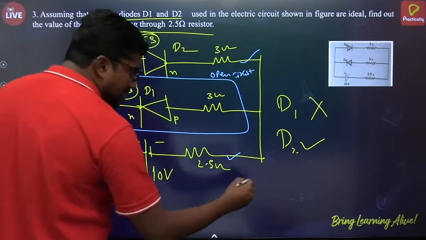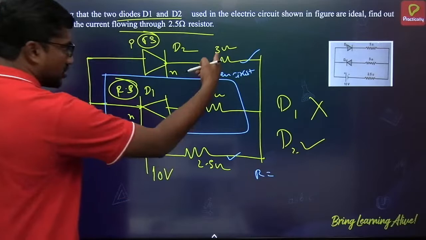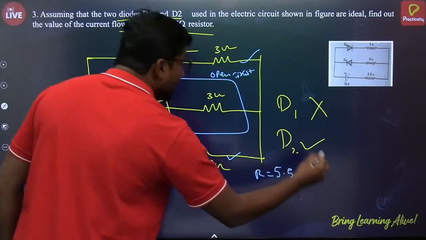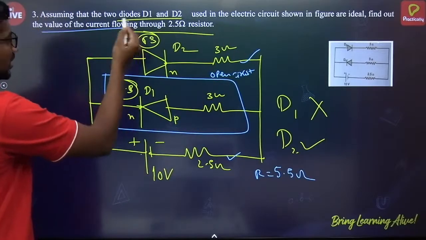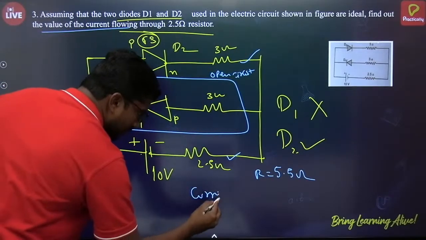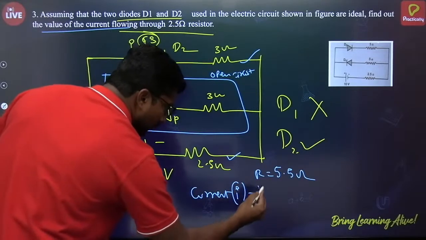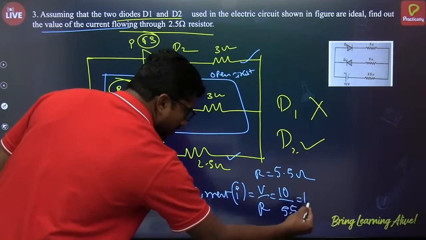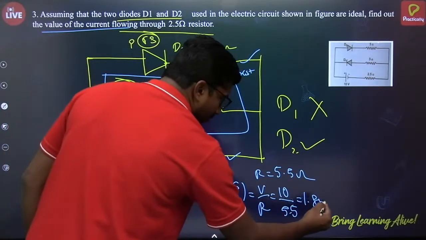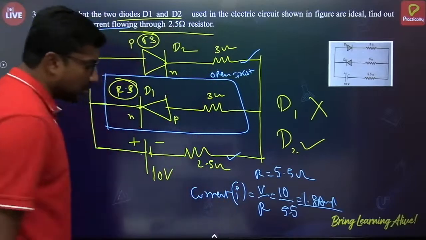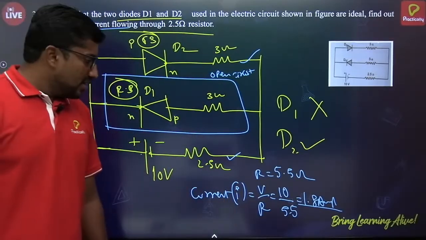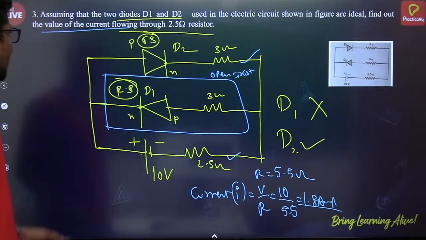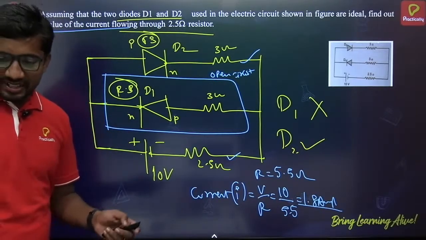So then we will calculate the resistance. Total resistance is equal to this and this in series. 3 plus 2.5 gives 5.5 ohm. As our requirement is to find the current here, the current I is equal to voltage by resistance. Source voltage is given as 10, and 10 by 5.5 results in 1.8 ampere. Okay, all right. So this is how you have to calculate in semiconductor electronics. All right, let's move to the next question. Hope I am clear.